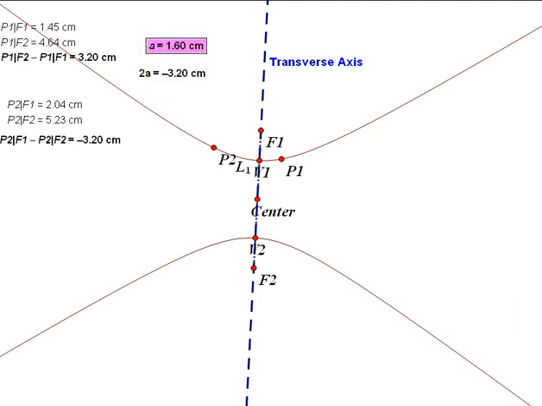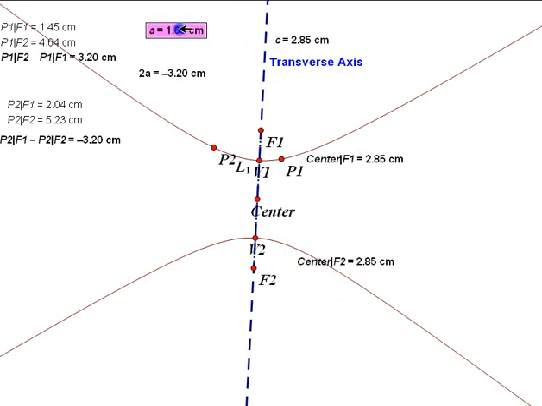And then we also have another value, with relationship to the center, which is the distance between the center and the foci. So let's take a look here. As we can see, the distance between the center point and foci 1 is 2.85, and the distance between the center point and foci 2 is 2.85. We're going to let that distance be c. So we have a equal to 1.60 and c equal to 2.85.